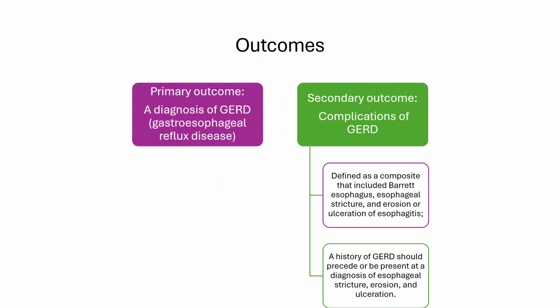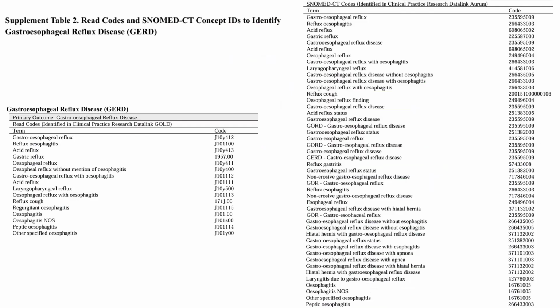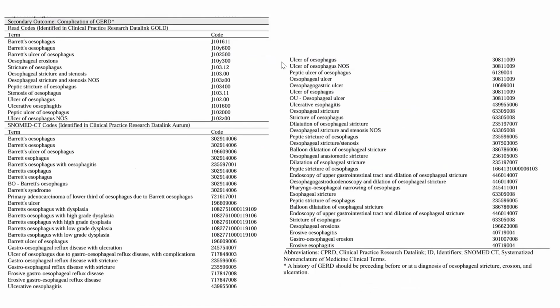the secondary outcome was any complications of GERD. So what were the complications they looked at were a composite of Barrett's esophagus, esophageal stricture, and erosion or ulceration of the esophagus. And a history of GERD should precede or be present at the time of the diagnosis of a complication. So these are the codes which they had actually used to screen for the primary outcome. This is basically in the READ code, and this is the SNOMED code. And these are the codes which they used in their secondary outcome.